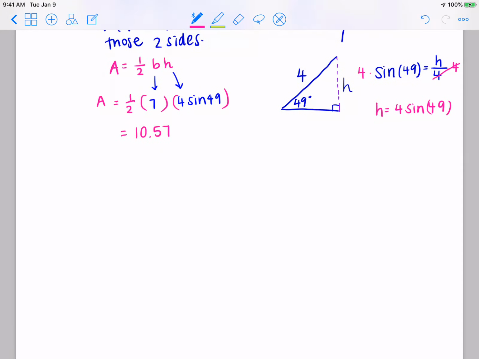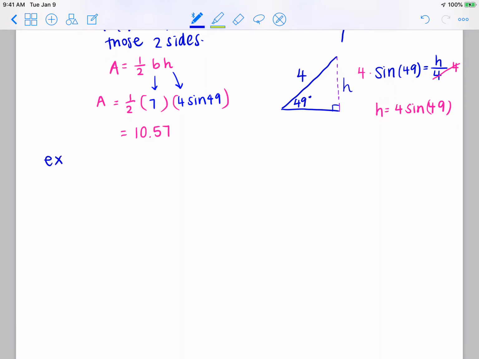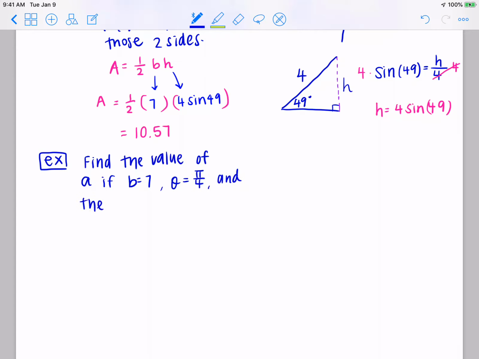Okay, let me show one more example, and then I'll do 2 of your homework questions for you. So example: find the value of A if B equals 7, beta equals pi over 4, and the area of the triangle equals 10. Okay, I think I took this question from your book.